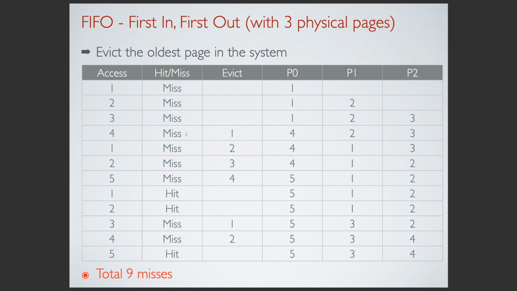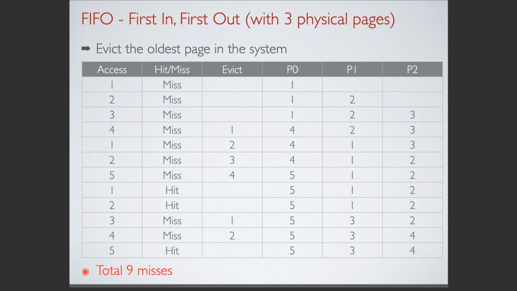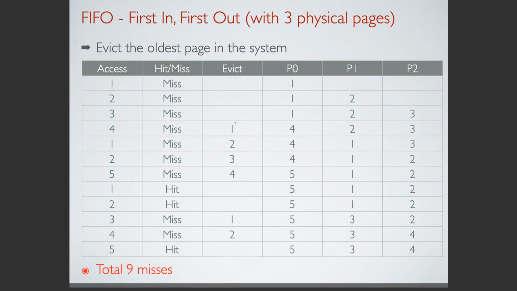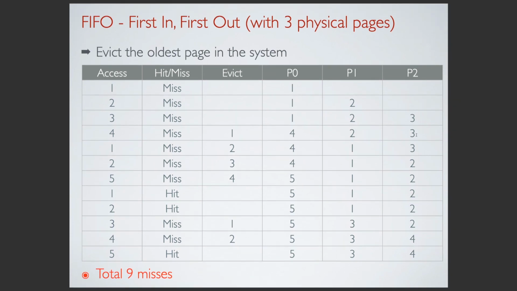4, I need to kick out a page. So which page am I going to kick out? Well, we have to go to the algorithm. The algorithm says first in, first out. Who was first in? First in was actually 1 on slot P0. So I'm going to evict 1 and I'm going to put 4 instead. Now I have 4 and I still have 2 and 3. Guess what? Now we need 1. Again, it's a miss. We're going to evict the oldest one, and here the oldest one was 2. So now I kick out 2, I put 1 instead, and I still have 4 and 3.